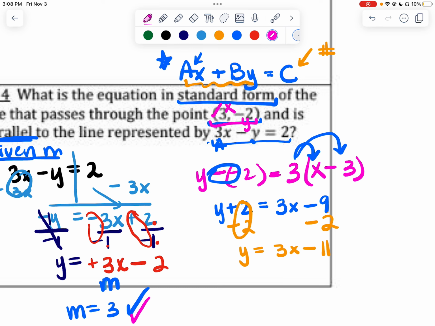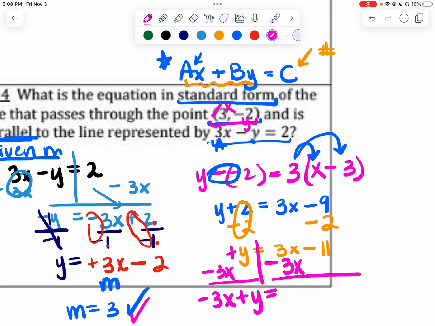Now I want the x to also go to the left. I'm going to switch it. The way I move across an equal sign, anytime I just want to move, I have to do either add or subtract. So here I'm going to do minus 3x, minus 3x. Negative 3x, and then this is a plus y, because that's positive. Still want to keep these separate. So -3x + y is equal to 3x minus 3x, big old 0, that goes away. Left with negative 11.